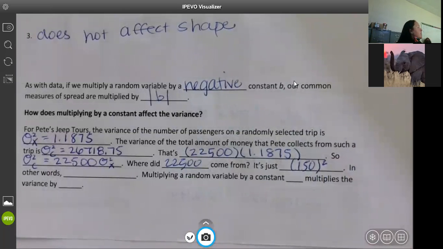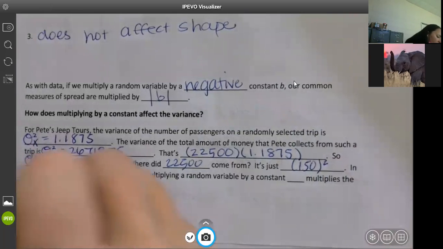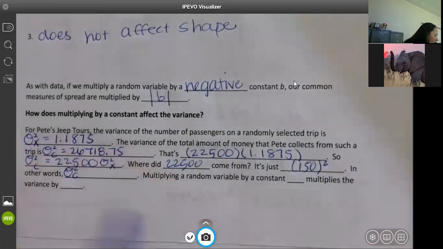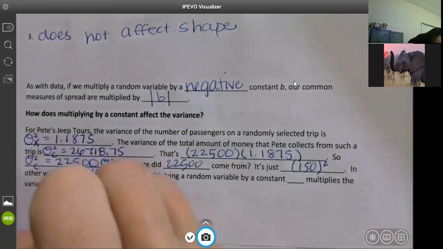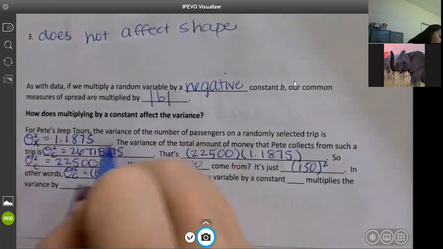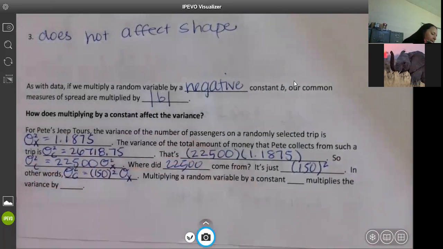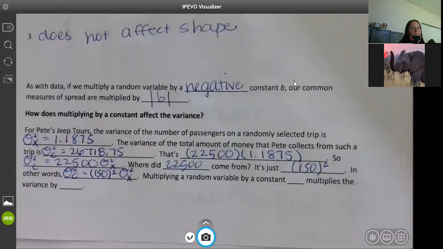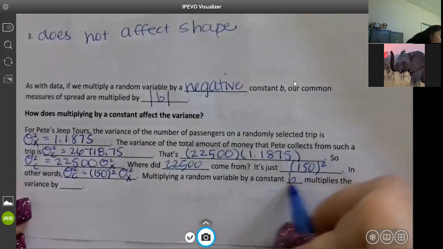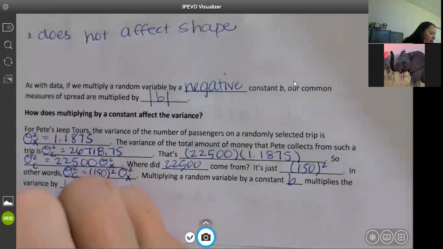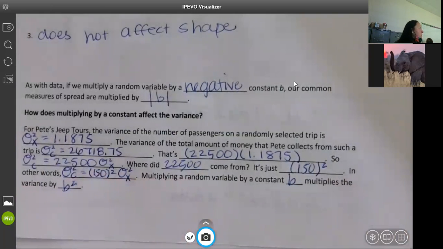What do we do to find the variance? We square the standard deviation, so we would have to square whatever factor was multiplied by the standard deviation. So in other words, the collection is that 150 squared times the variance of x. Multiplying a random variable by a constant b multiplies the variance by b squared. So you do the same thing that you would do anyway.